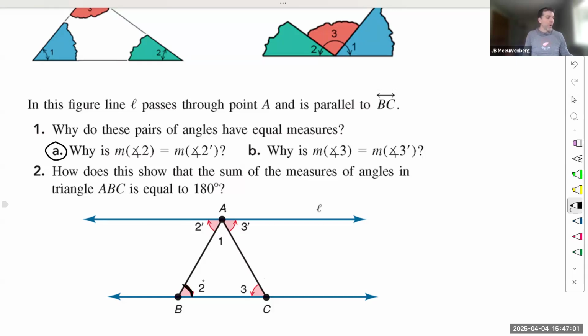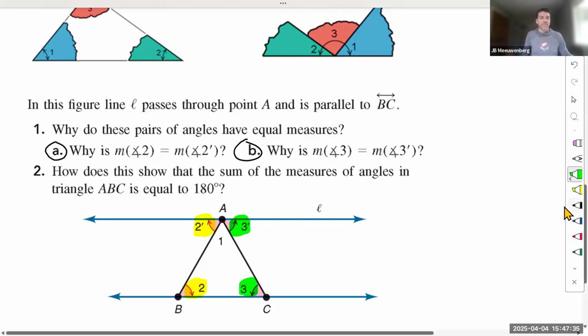The first question for you is, why is the measure of angle 2, which is this one right here, equal to the measure of angle 2 prime? That little apostrophe looking thing is called a prime, 2 prime. So why is this angle equal to this angle? Take a moment to see if you can answer that question. You may have noticed that there's another question here, question B, which says, why is the measure of angle 3 equal to the measure of angle 3 prime? Well, that's this one and this one. And the answer to both those questions is the same. Those are alternate interior angles.